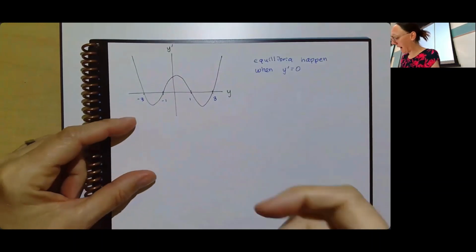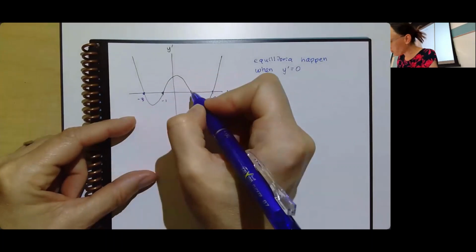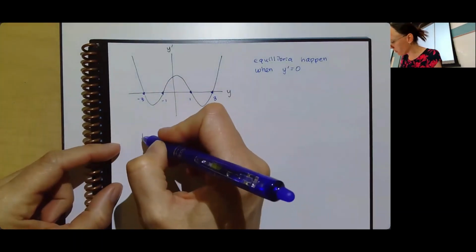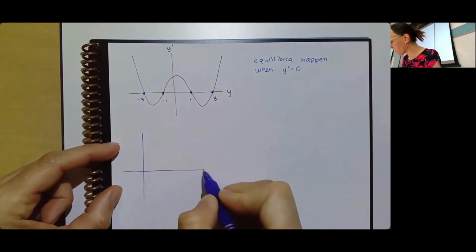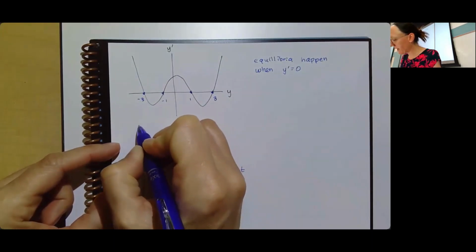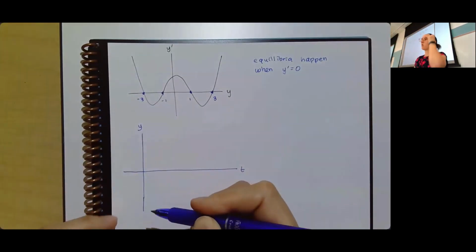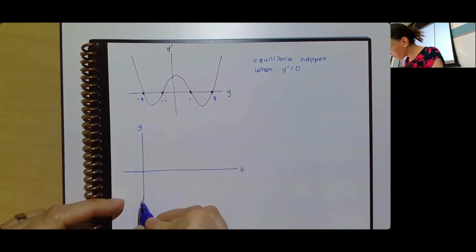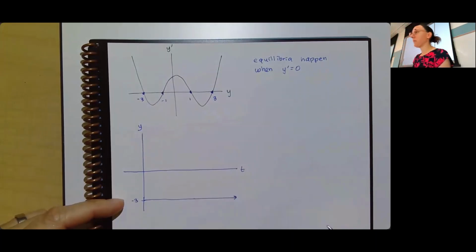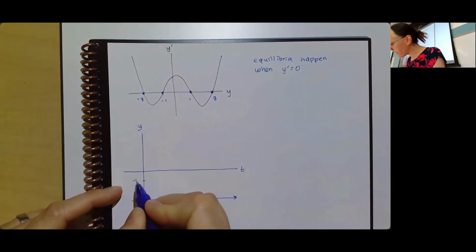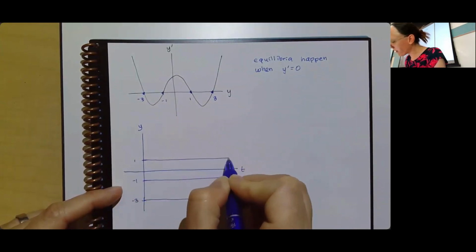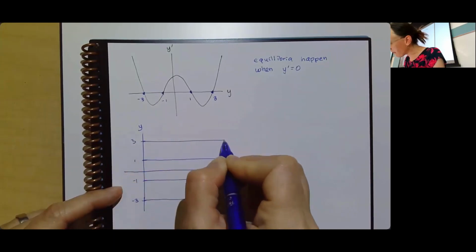So I am looking at 1, 2, 3, 4 equilibria. And I'm just going to go straight into thinking about what my graph is going to look like at those equilibria. So if I start at a y value of -3, I am stuck there forever. If I start at a y value of -1, I'm stuck there forever. If I start at a y value of +1, I'm stuck there forever. If I start a value of 3, I'm stuck there forever.